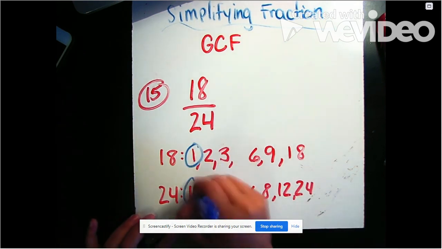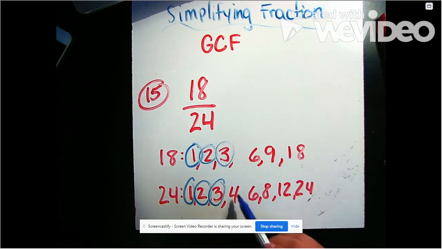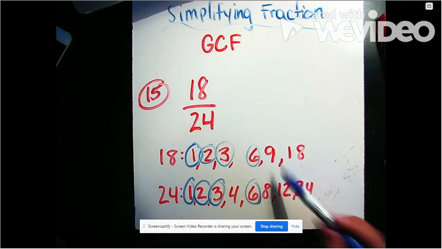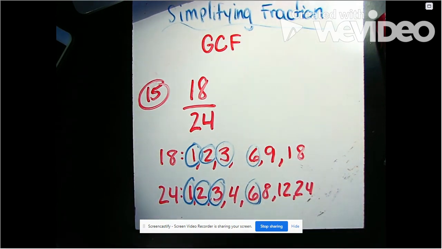So they both have 1 in common. They both have 2. They both have 3 in common. They don't both have 4. They do both have 6. They don't both have 8. They don't both have 9, 12, 18, 24. Okay, so the ones that I've circled here are the ones they have in common.